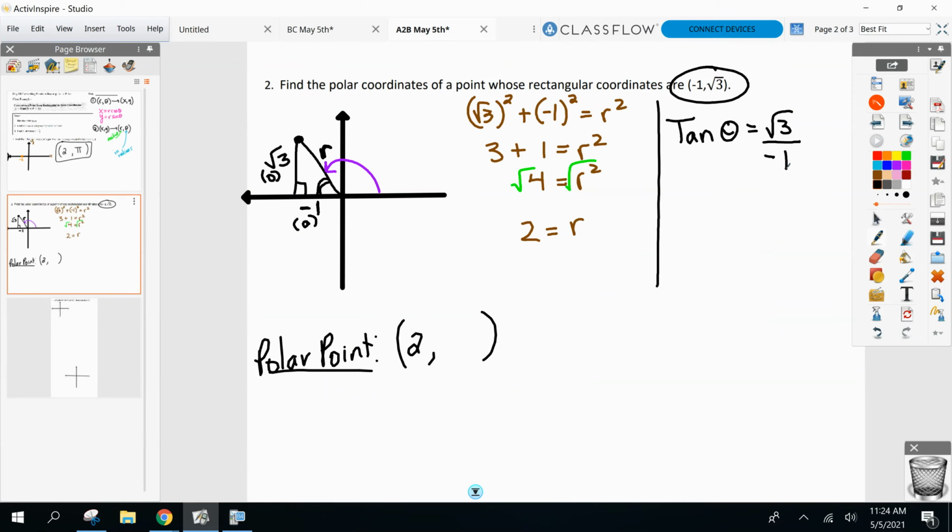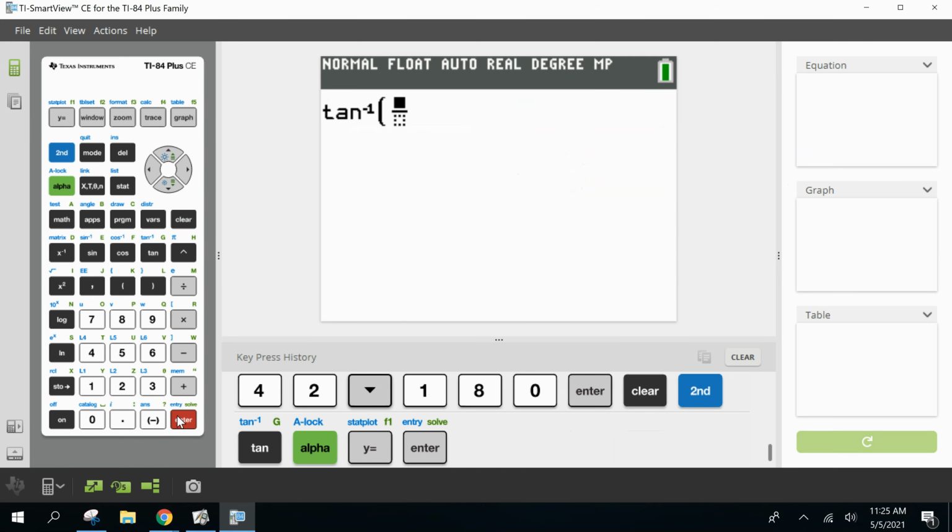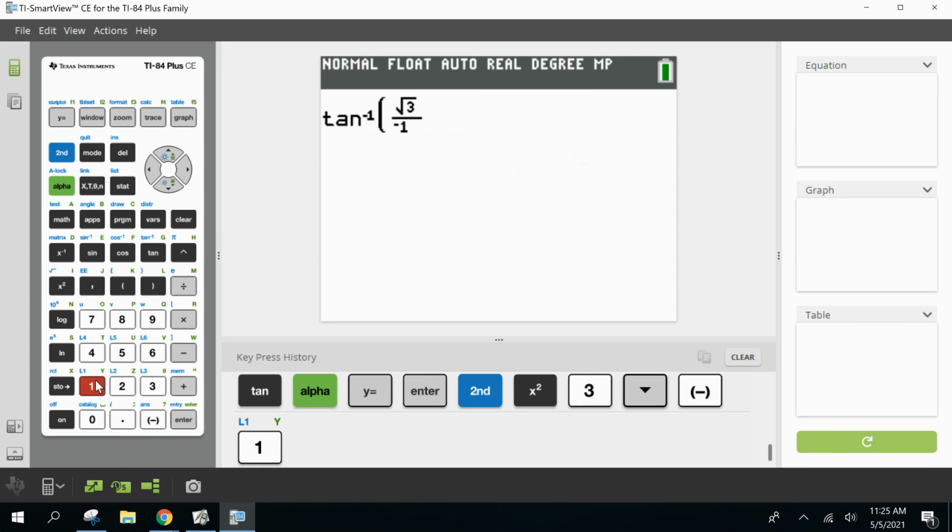Calc's in degree mode. To find the angle, you don't use your tangent button, you use the -1 button above it. So we're going to find the angle by doing tan of -1, radical 3 over -1. That's how we're going to find our angle. So we're going to do second tangent. I'll do it with you. Second tangent, radical 3. If anybody doesn't know how to get these buttons, talk to me now. Over -1.